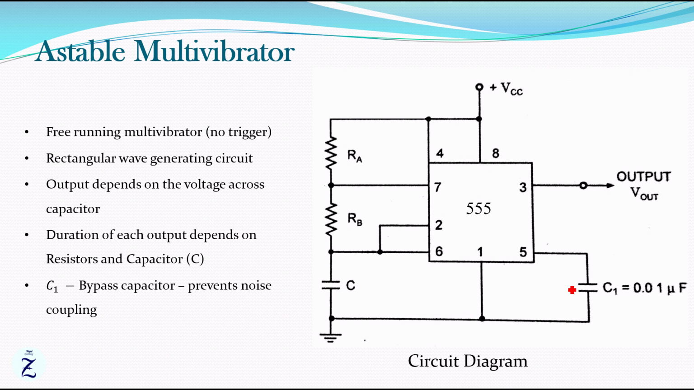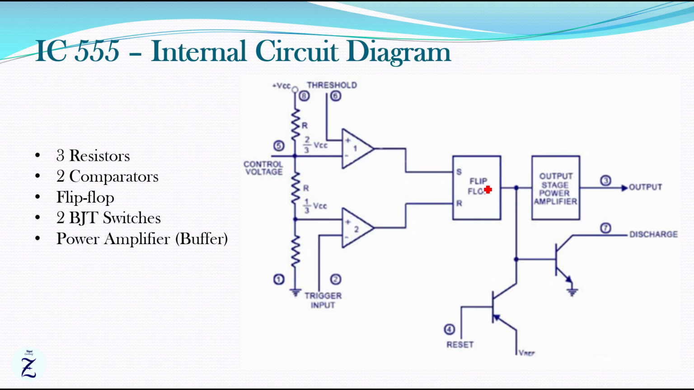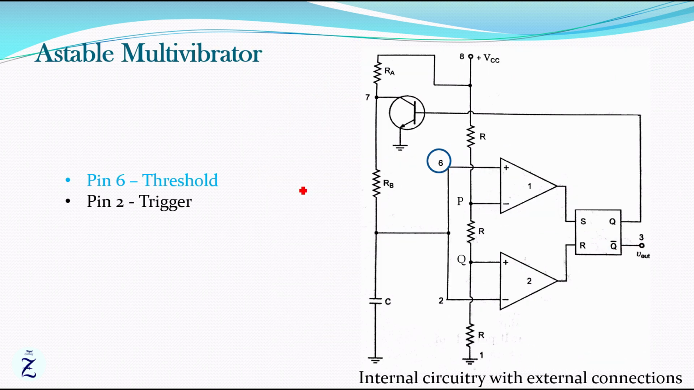Here is the astable multivibrator with the internal circuit of IC555. In the given circuit, I just ignored two elements. One is the reset pin and the transistor connected to this pin, and the power amplifier which inverts the flip-flop output is replaced by taking Q bar as the output, and both are functionally the same.